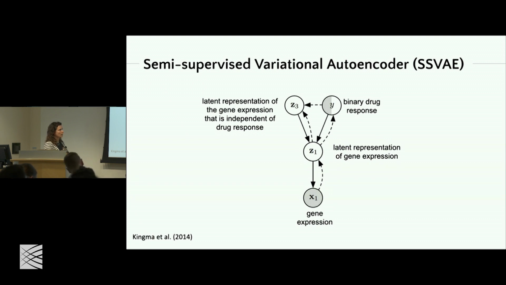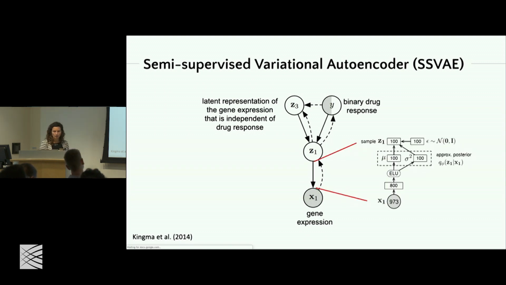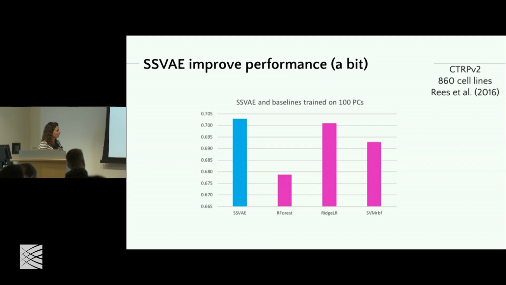And we have the outcome, the binary Y, which is half shaded because some of them are unobserved, so semi-supervised. And this is the latent representation of all the variation that is not explained and not captured by the drug response. Each of these edges is a neural net, which we fit to our data. This is the SSVAE, the semi-supervised variational autoencoder that was proposed in Enigma. It does a little bit better than the ridge regression with the PCAs.